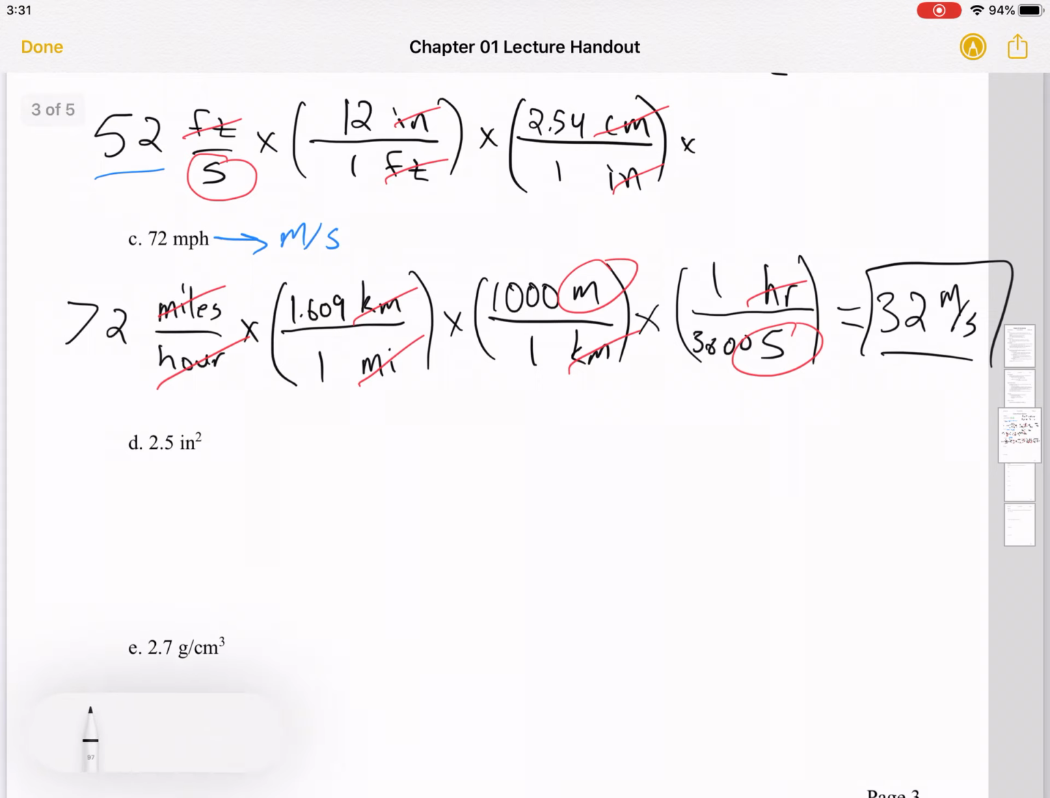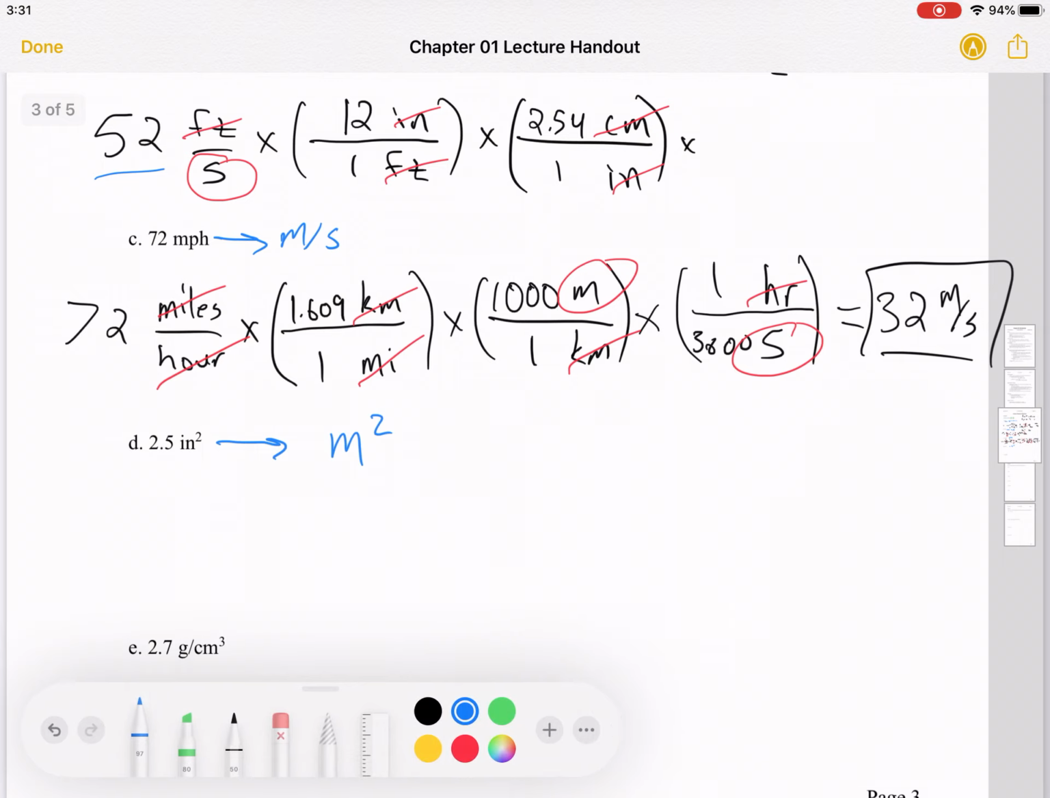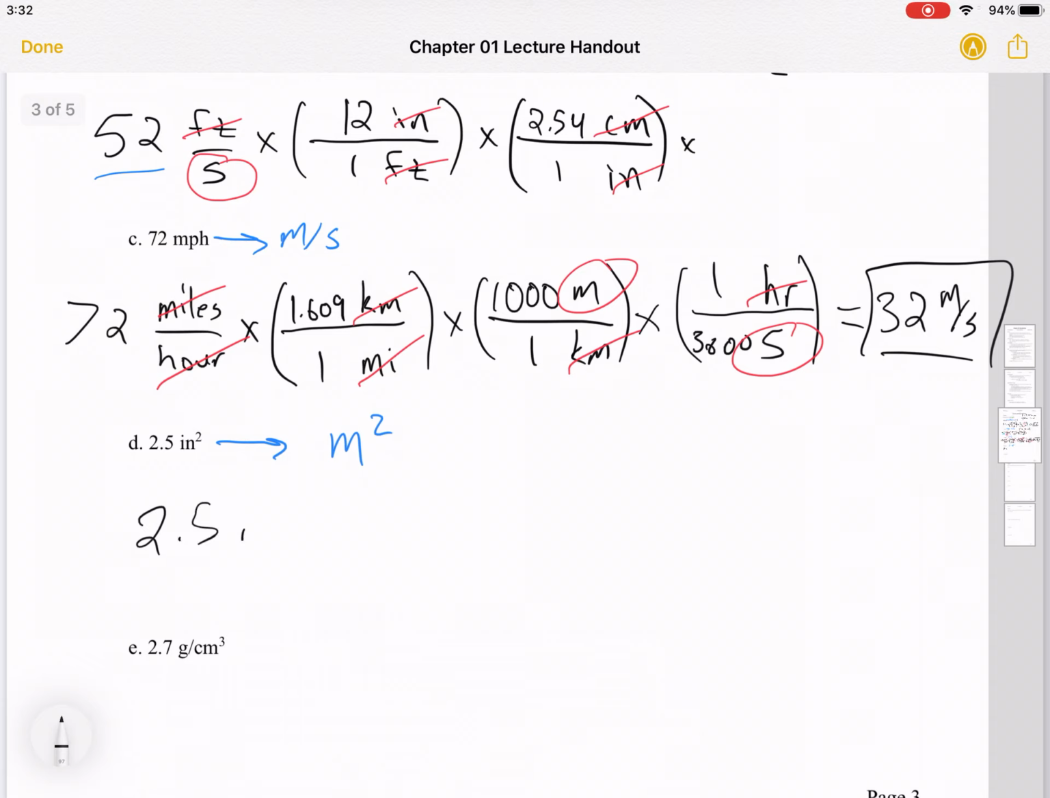Inches squared. Okay, so that's an area, right? And I want to convert this to meters squared, right? I just replace the length with the SI unit for length, and I'm going to have to do it twice. So we'll see what that looks like here in a second. Okay, so 2.5 inches squared times, well, I know the inches to centimeters conversion, right? So let's throw that in there. Inches to centimeters, that's 1 inch and 2.54 centimeters.